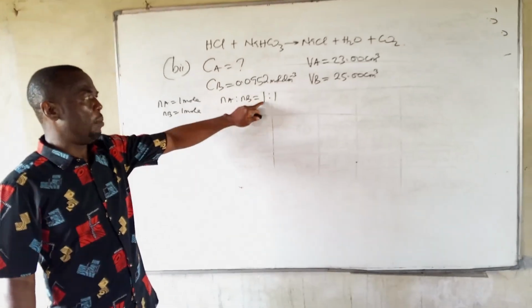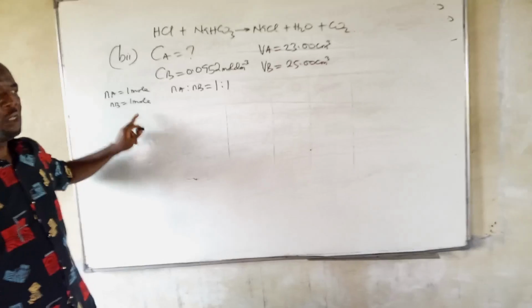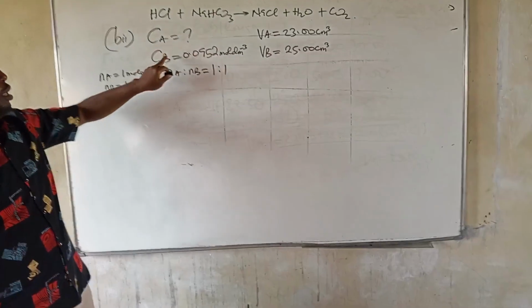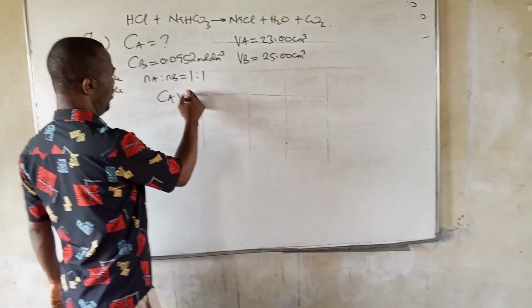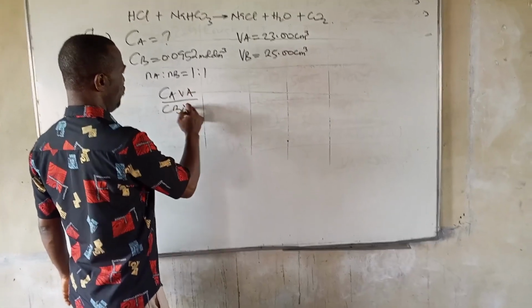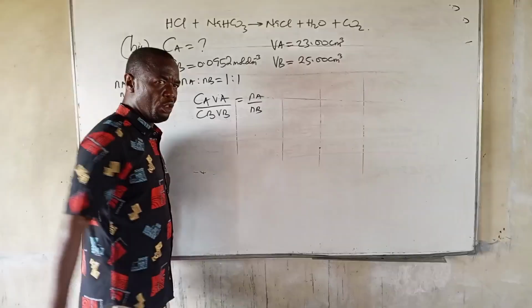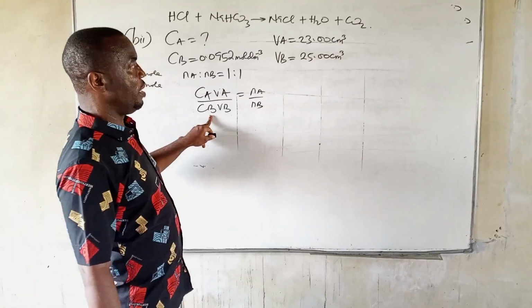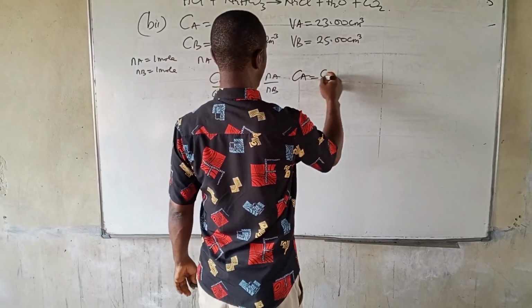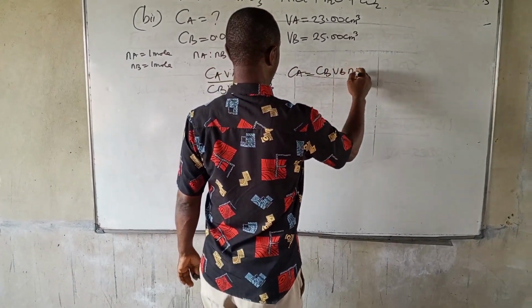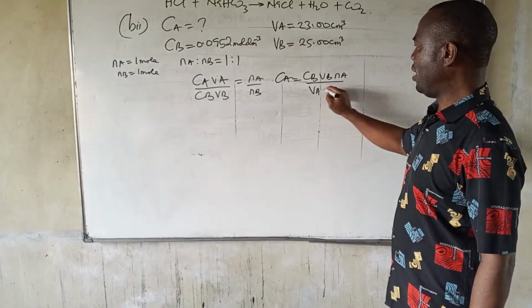So if you separate them, you cancel the unit. But if you keep them different, you put the unit. Since you know your CA and you know your CB, look for CA. You apply the concept CAVA over CBVB equal to NA over NB. Having done that, you make CA the subject of the formula. CA becomes equal to CBVB times NA all over VA times NB.